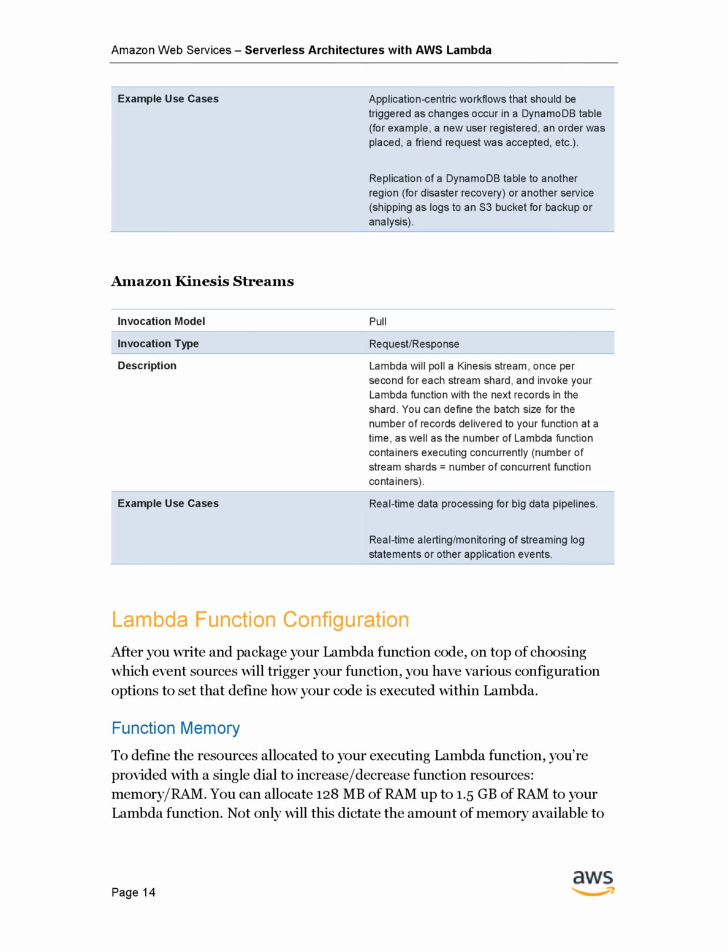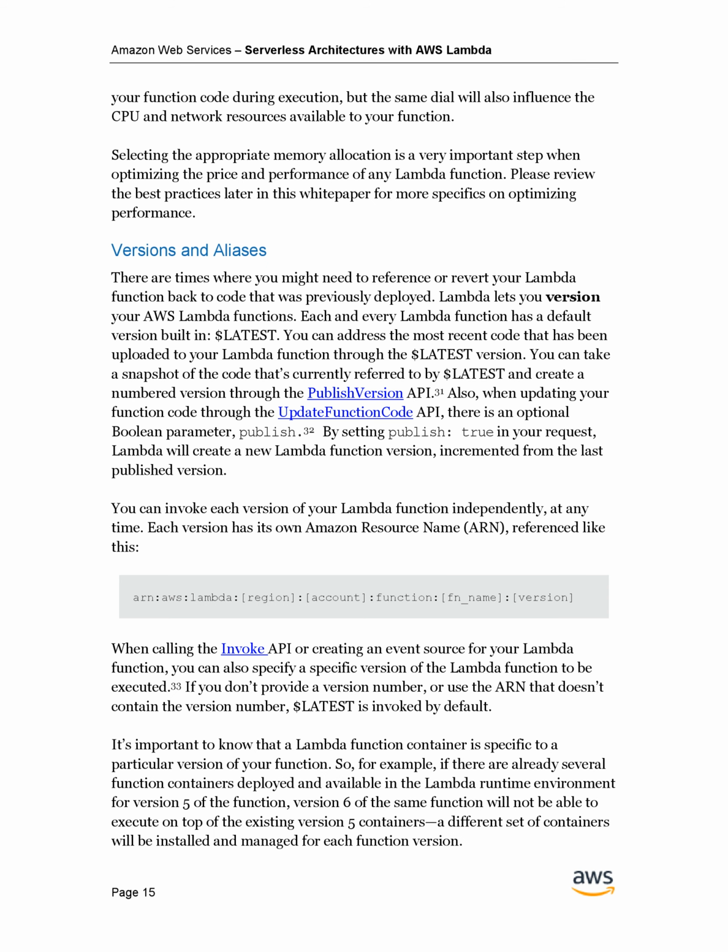Not only will this dictate the amount of memory available to your function code during execution, but the same dial will also influence the CPU and network resources available to your function. Selecting the appropriate memory allocation is a very important step when optimizing the price and performance of any Lambda function. Please review the best practices later in this white paper for more specifics on optimizing performance.